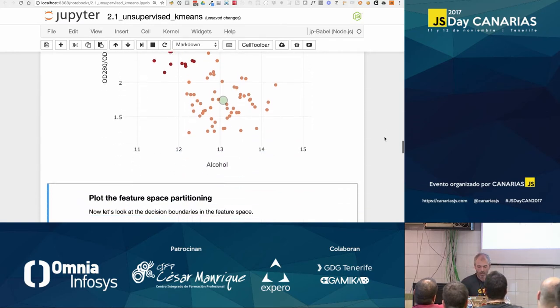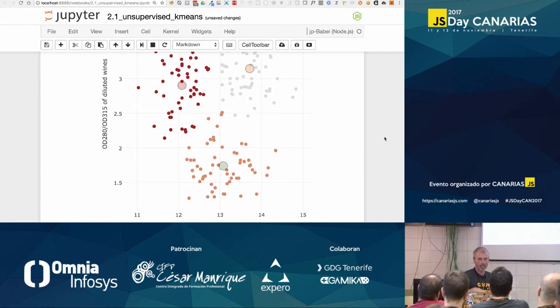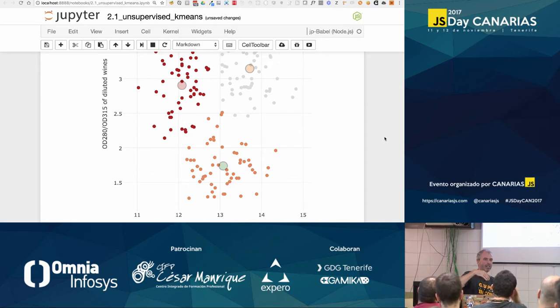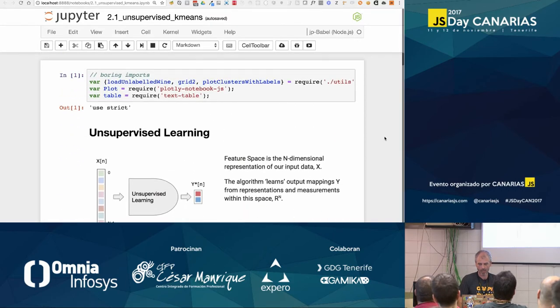So we've done that on 2 dimensions, and imagine doing that on the whole 13 dimensions. There's no way that I could actually determine where those cluster centers are. As soon as you go past 2-3 dimensions, this is why you start having to rely on the machine and those algorithms.